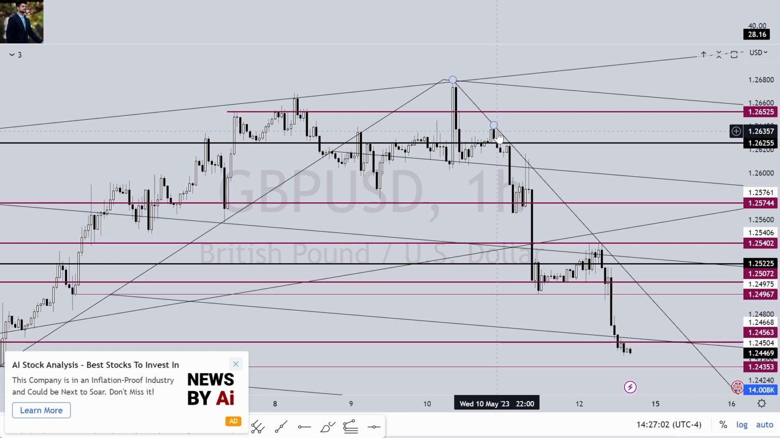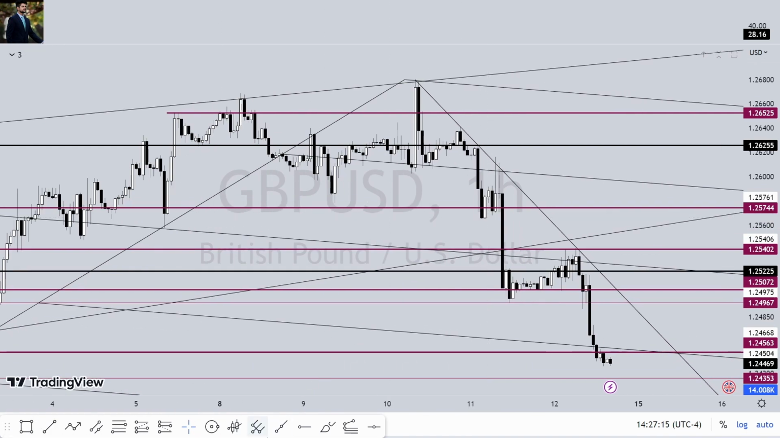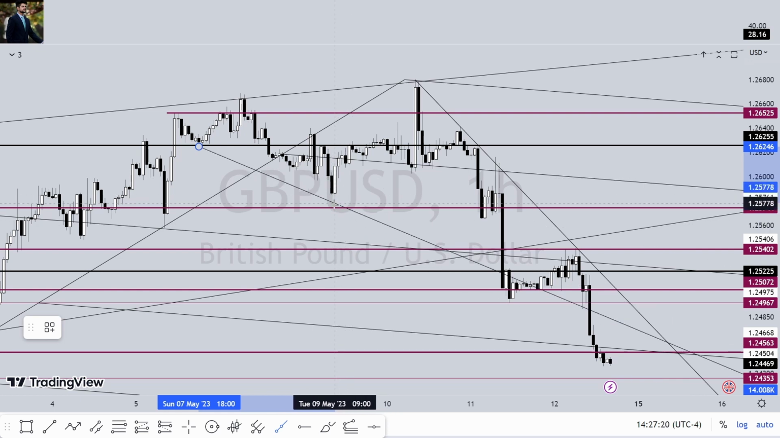You could have shorted here and then taken some profits and then waited for the trend line to break here and this level, and shorted again after this. So you got what I mean, right? Hope you got that. It would be good for you.